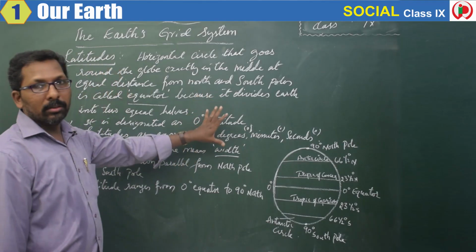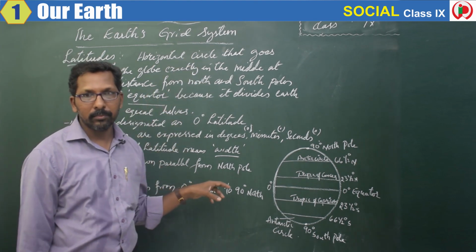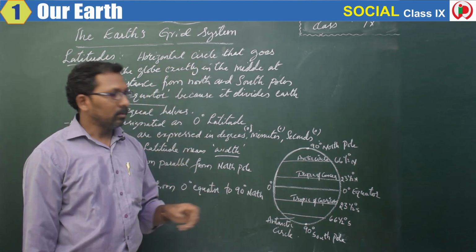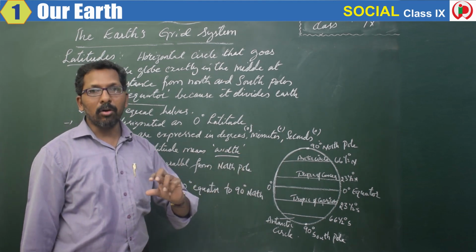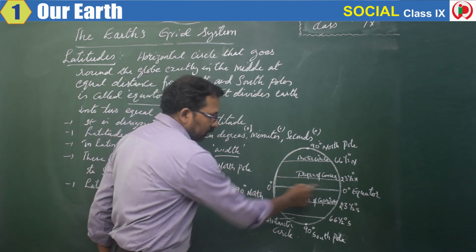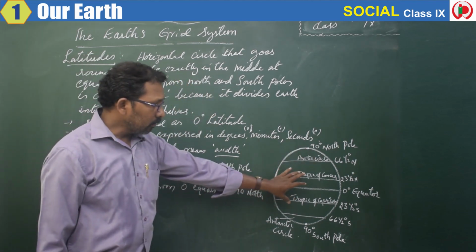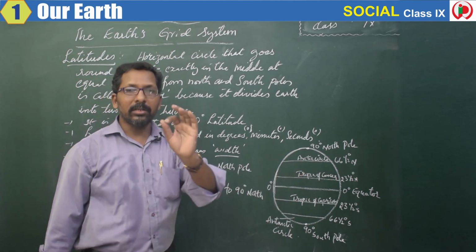Now let us learn about the latitudes. What are latitudes? Already I told you that in the grid system, latitudes are horizontal circles drawn on the globe. So what are latitudes? First let's learn the definition.